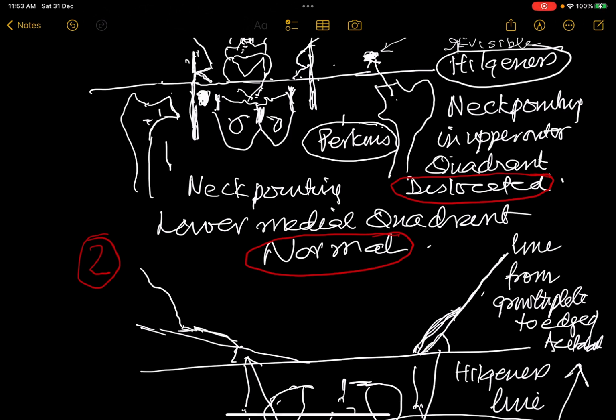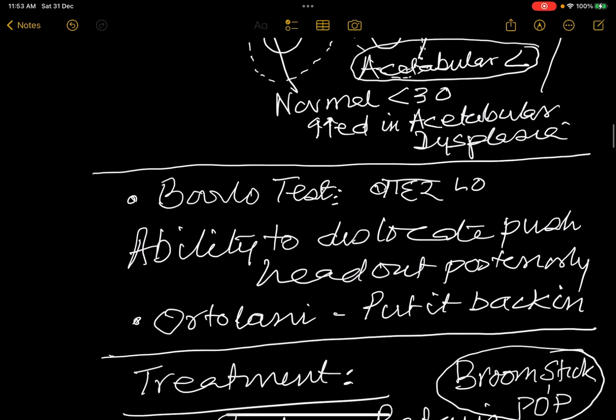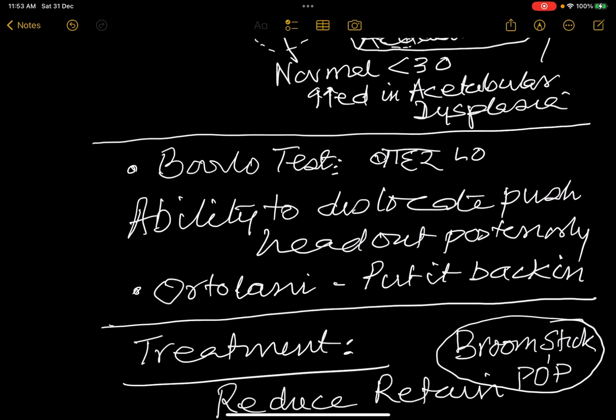So these are the Hilgenreiner's and Perkins lines and the acetabular angle. In all neonates, you must do a Barlow test. Barlow means the ability to dislocate the hip, that means push the head posteriorly. Then there is the opposite of the Barlow test, which is Ortolani. If you are able to do that, your clinical diagnosis of congenital dislocation of the hip is done.